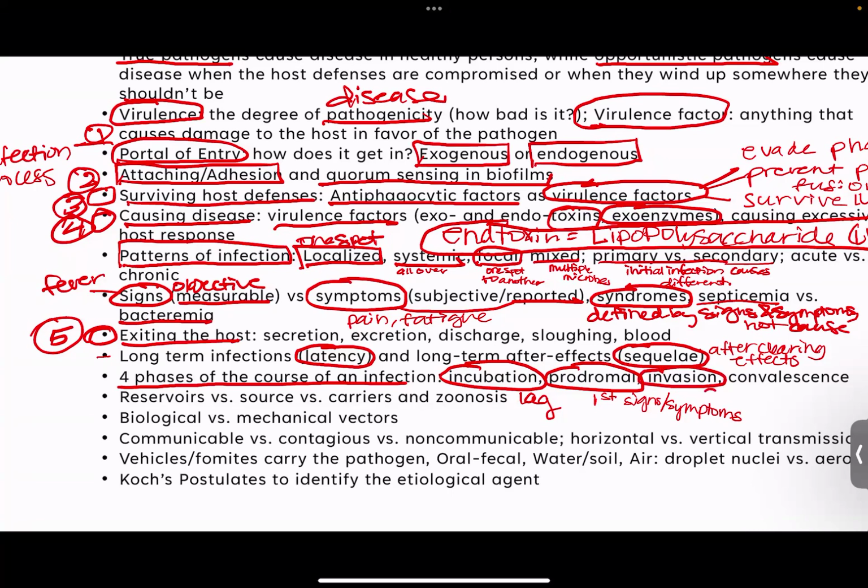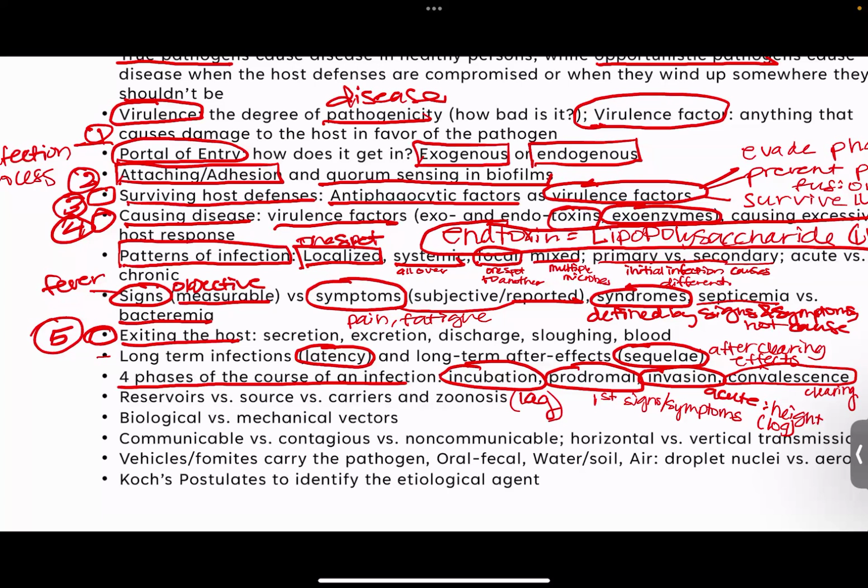Invasion is also known as the acute phase. This is when you're at the height of the disease. And this aligns pretty well with our log phase or exponential phase of our growth curve, which we learned about in chapter 9. And we have convalescence, which is whenever the disease starts easing up and you start getting rid of the pathogen, so clearing the illness. You might clear it completely or you might not. It might become latent or whatever. But once you start lessening from that acute phase, that's the convalescence.